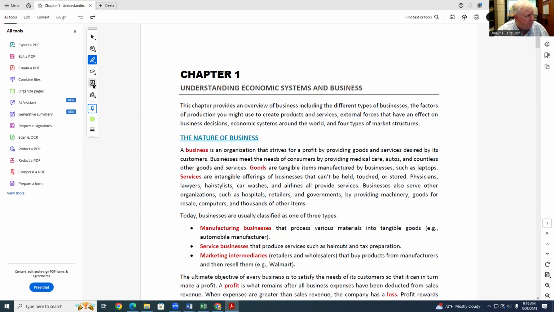So if you want to put some little annotations on there, like a comment, all you have to do is click the comment button, click where you want to put your comment, type it in. And that can help you study. Save the document, of course, and then you can study going back and looking at your comments.